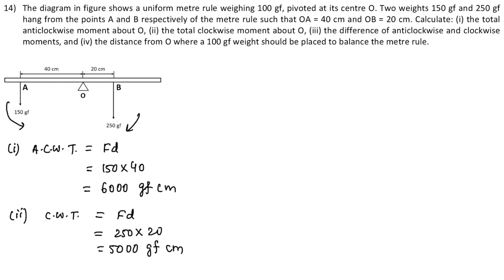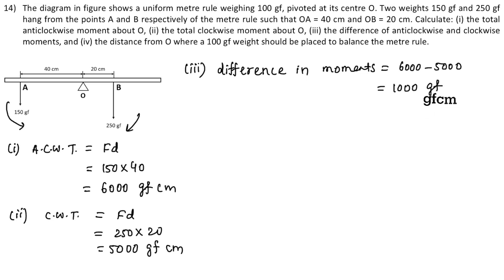Now the third sub question is the difference of anti-clockwise and clockwise moments. So the difference in moments is 6000 minus 5000, that is 1000 gram force centimeter. Of course, the 6000 moment is anti-clockwise, so the resultant moment is also anti-clockwise. So we can say 1000 gram force centimeter anti-clockwise. And the last sub question is the distance from O where a 100 gram force weight should be placed to balance the meter rule.